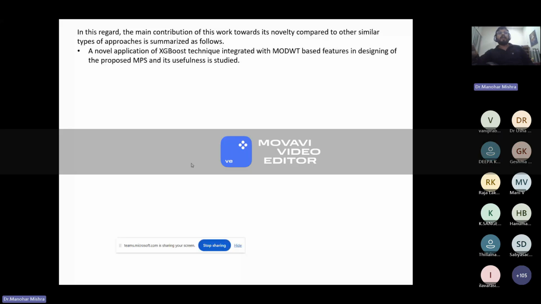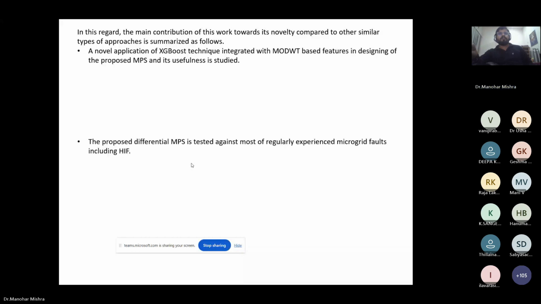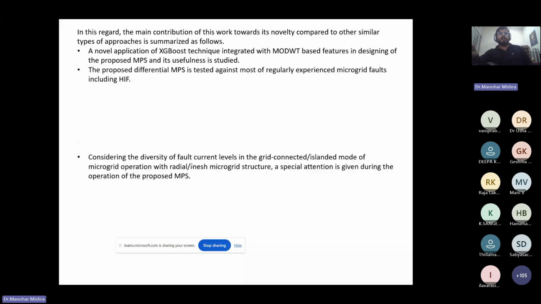So here we have designed the contribution. The machine learning technique that we have used is XGBoost, and the signal processing technique that we have put is the MODWT for the feature extraction. I'm just skipping, as I've already mentioned.